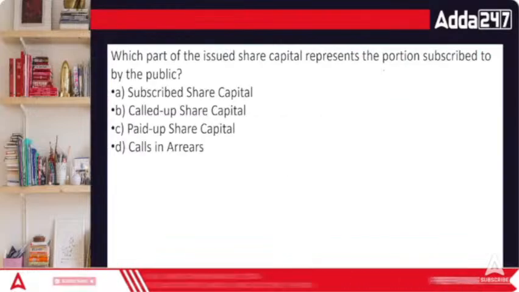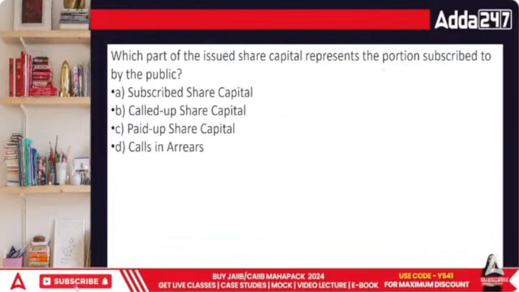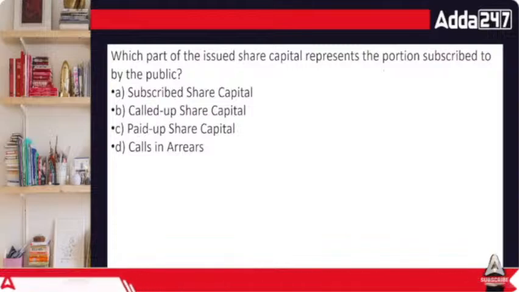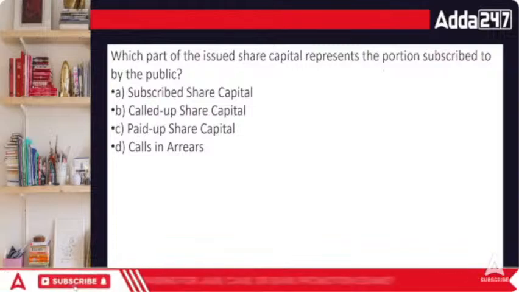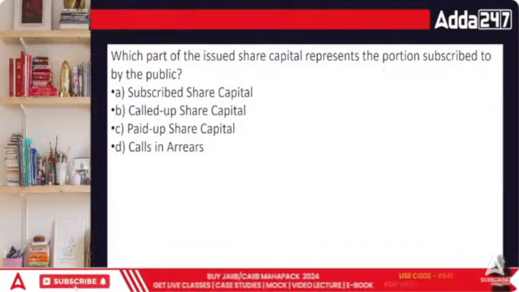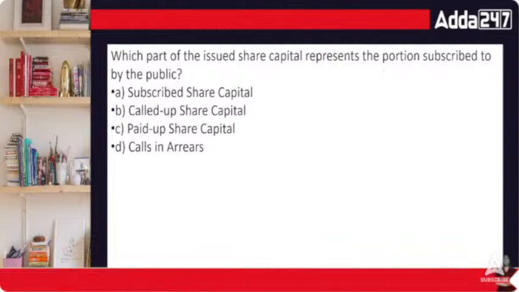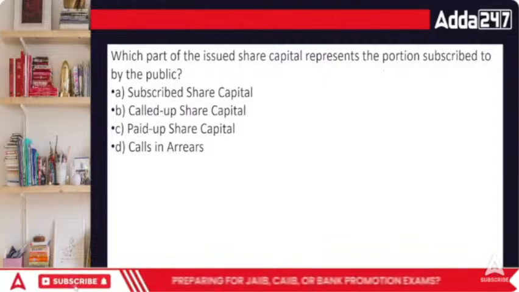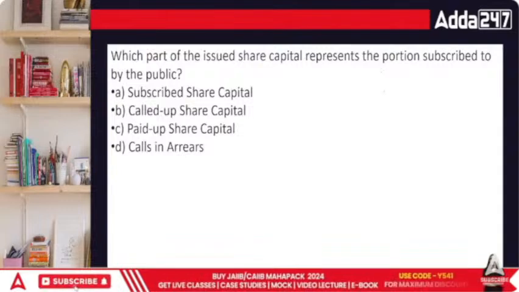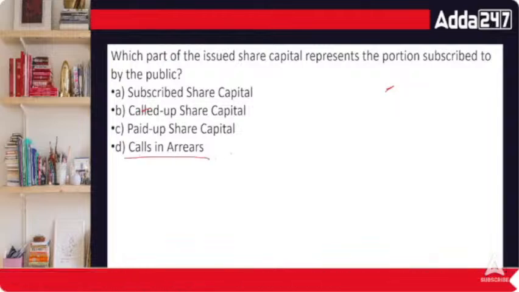Next question. Which part of the issued share capital represents the portion subscribed to by the public? Subscribed shares, called up share, paid up, or calls in arrears? Calls in arrears means the amount which the people are not paying, which means this is the amount which is actually pending.